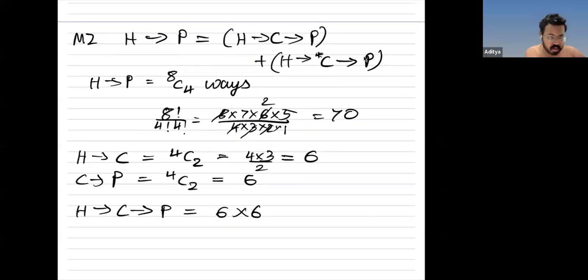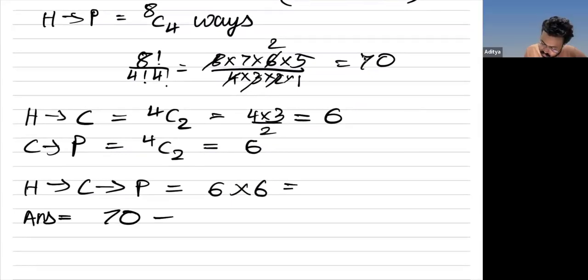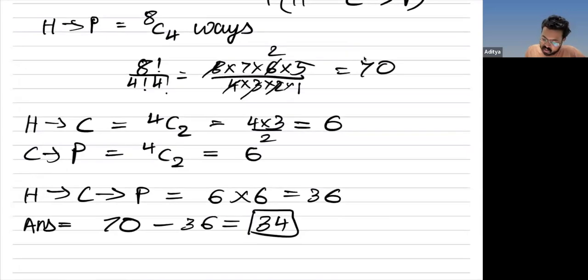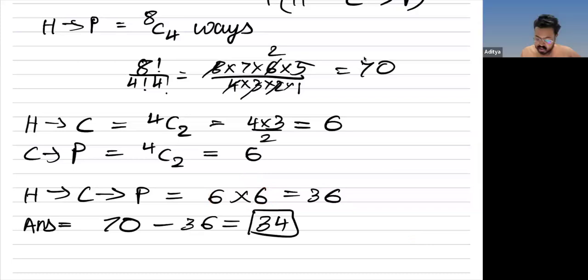What happened? Sir, how is it coming 36, the 6 times 6? Are you asking how I am doing multiplication here, or why the product of 6 and 6 is 36? No, I'm asking how did you get 6 times 6? How did I get? Okay.